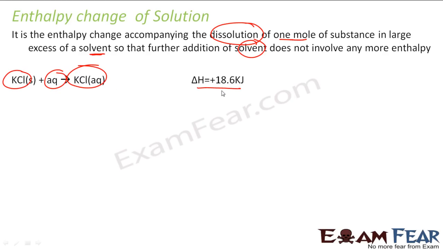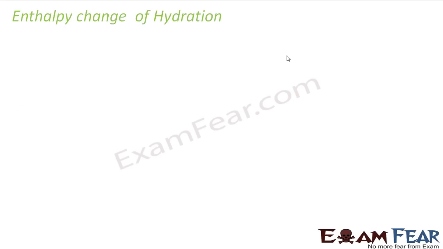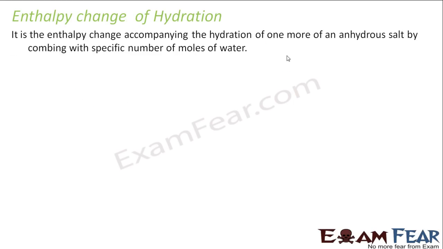And for this, the delta H is plus 18.6. That means it needs this much energy. Copper sulfate, if you put a lot of water, it becomes copper sulfate aqueous and releases 66.6 kilojoule for 1 mole of copper sulfate. So these are some of the examples for the enthalpy of solution, where you have a substance which you dissolve in excess of solvent, and you keep dissolving it till the point where you see that there is no more enthalpy change.